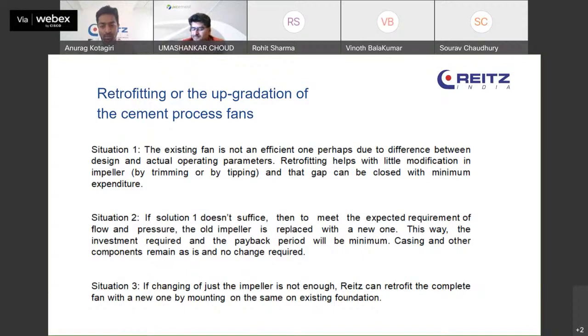The second situation is if the expected requirement of flow and pressure is unable to be delivered by the existing impeller, and you're looking to replace just the impeller. So that's what we do. We go ahead in your existing casing, we replace the impeller with our engineering, and we give you better efficiency and save power. The third situation is if the fan is really not efficient, and we replace the entire fan on the same existing foundation.